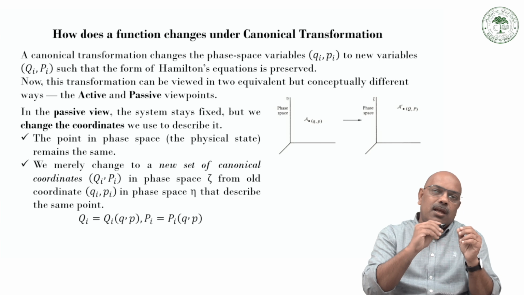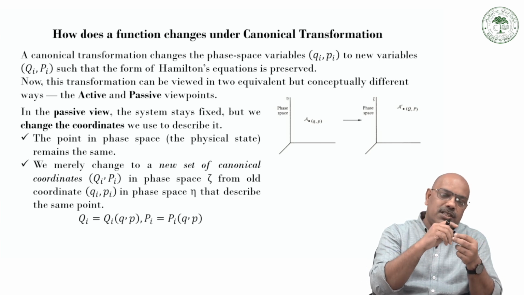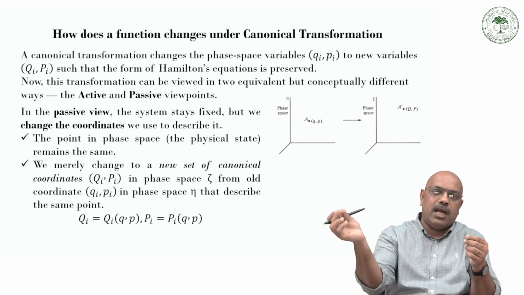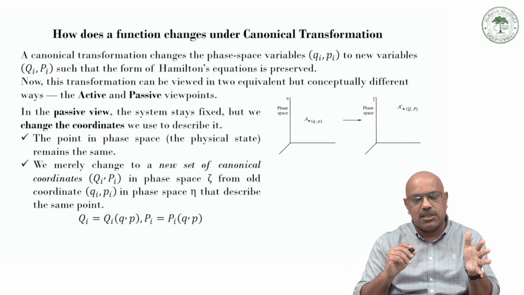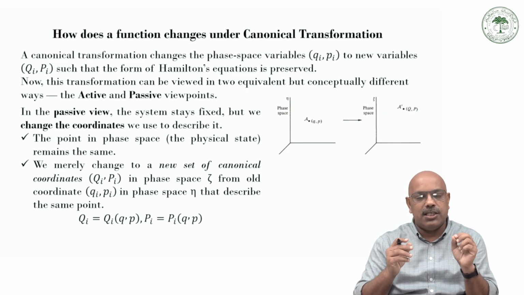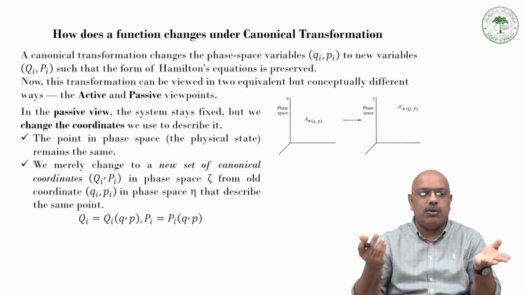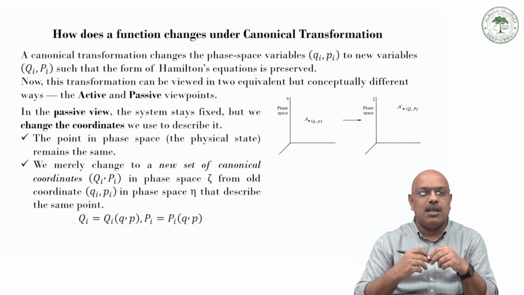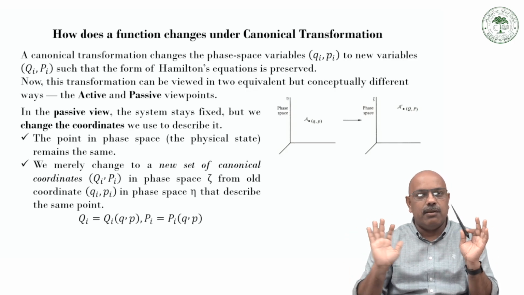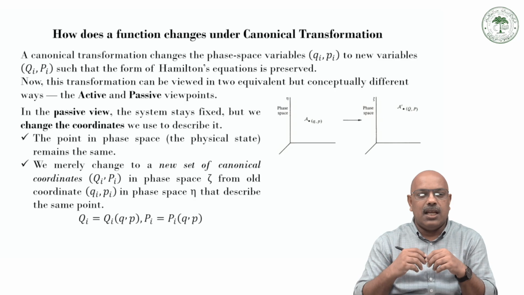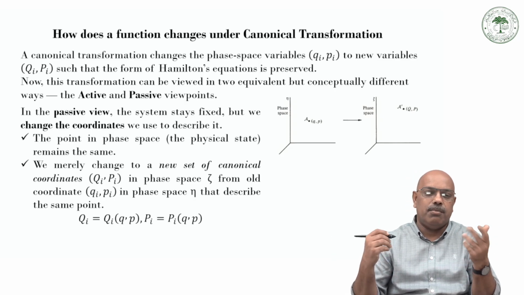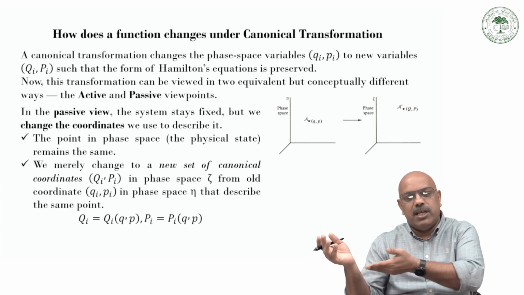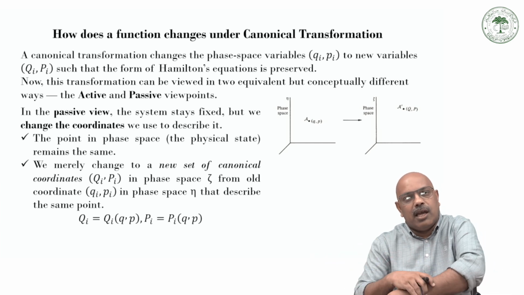Okay, so if we have one point defining the configuration of the system, that point is not moving in space. You are just changing the representation of that particular point in phase space in terms of another coordinate system. So the point in phase space, the physical state of the system, remains the same. It's not going to change, and you are merely changing to a new set of canonical coordinates, q, p, in a different phase space described by different canonical variables.